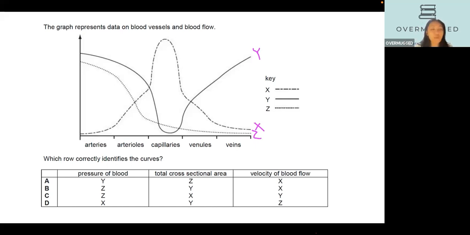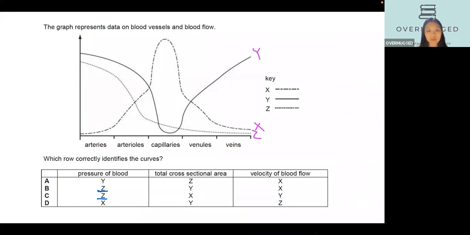For pressure of blood, it's actually very straightforward. The artery is definitely the highest, and then it just keeps going down. So this part is very obvious, right? But does the capillaries or veins have a higher blood pressure? The idea is that the heart is the source of the pressure. When the heart contracts, it generates force. The further away it is from the heart, the lower the blood pressure. So therefore, Z represents the pressure of the blood. So therefore, we have these two.